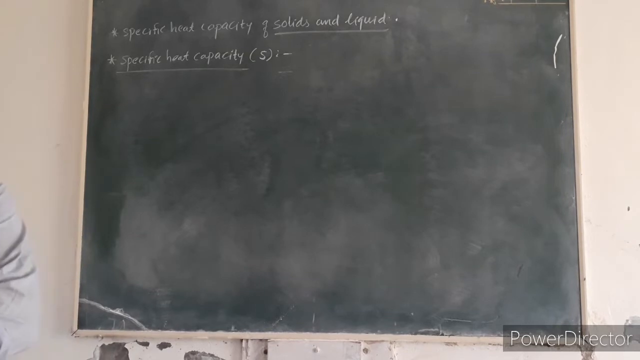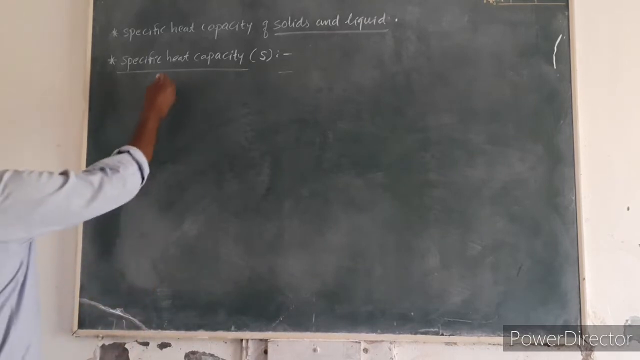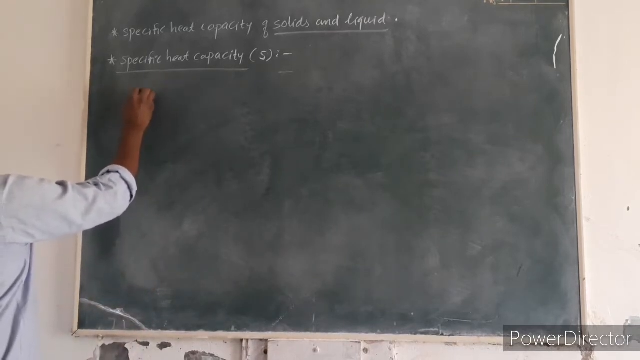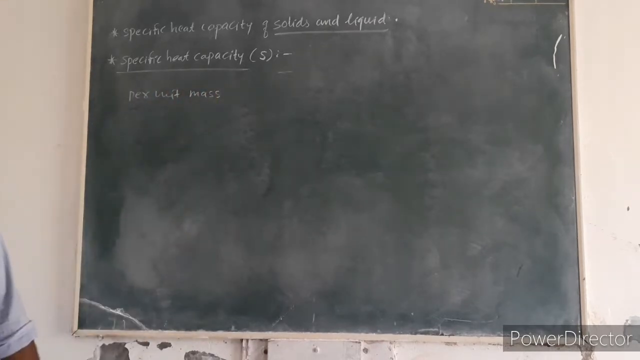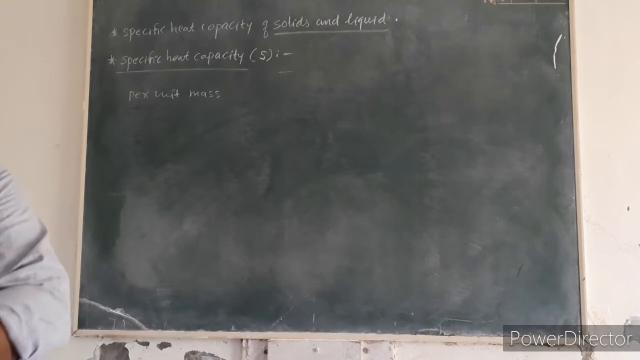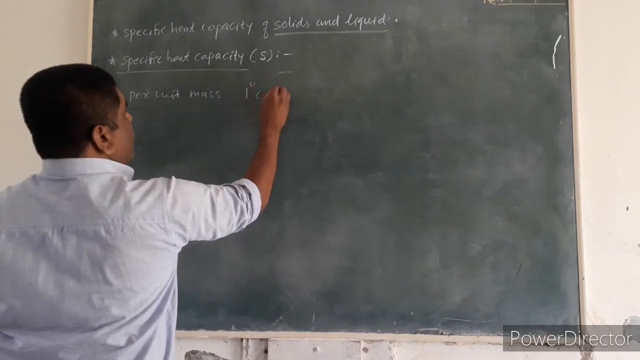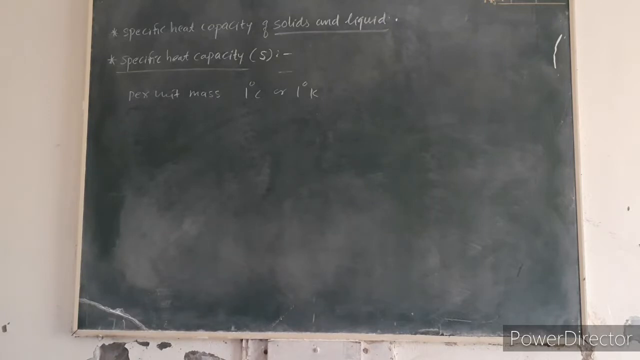is defined as the amount of heat per unit mass absorbed or given out by the substance to change its temperature by 1 degree Celsius or 1 degree Kelvin. This is called specific heat capacity.